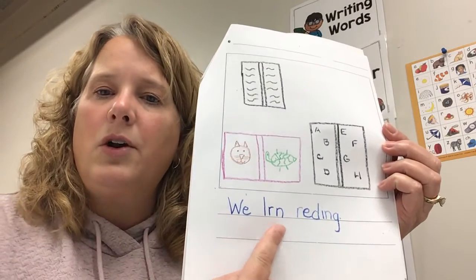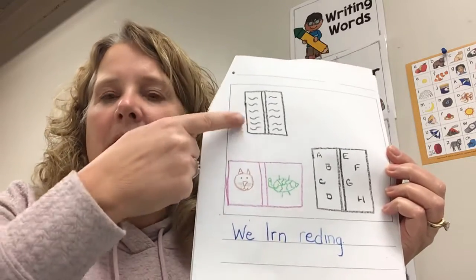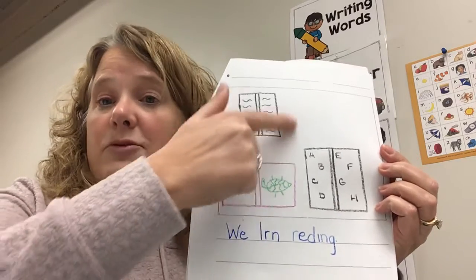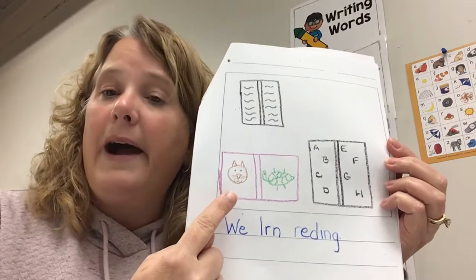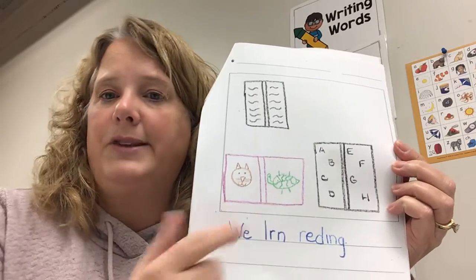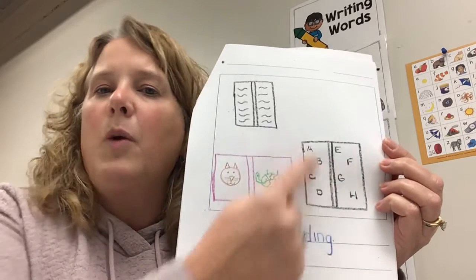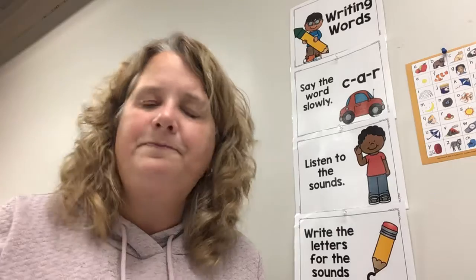We learn reading. We learn reading, and I drew some of my favorite books. I drew this picture to remind me that that was reading. I like to read books about cats and turtles, so I did a cat and a turtle, and then I did a book with letters, because we read lots of books about letters in kindergarten.